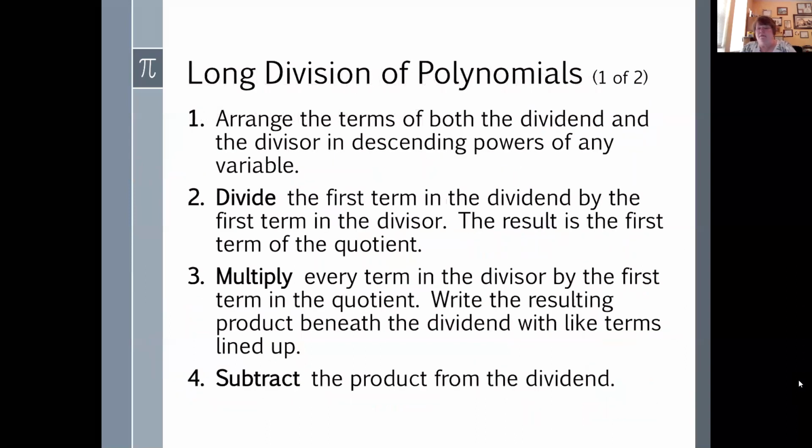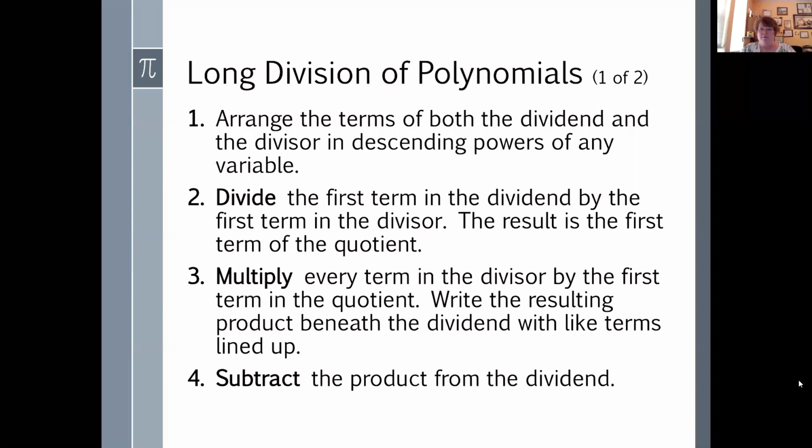So here is our long division of polynomials process. First, arrange the terms of both the dividend and the divisor in descending powers of any variable. 2, divide the first term in the dividend by the first term in the divisor. The result is the first term of the quotient. 3, multiply every term in the divisor by the first term in the quotient, write the resulting product beneath the dividend with like terms lined up.